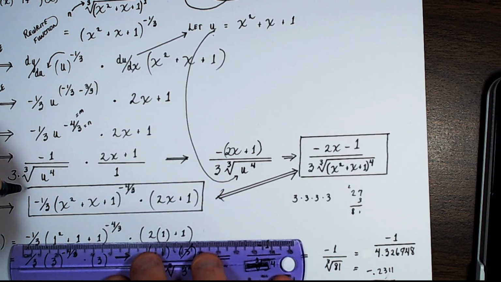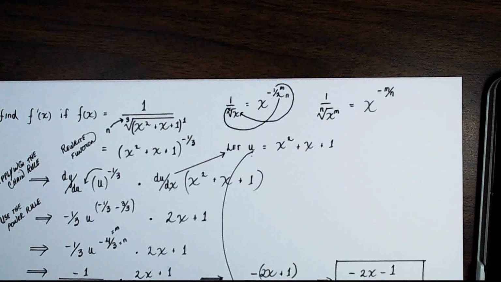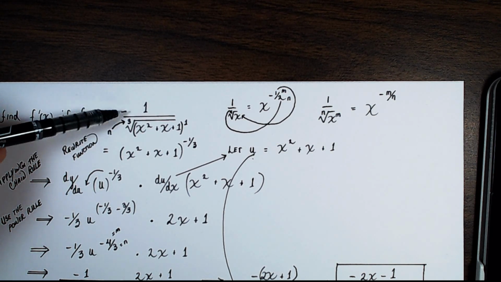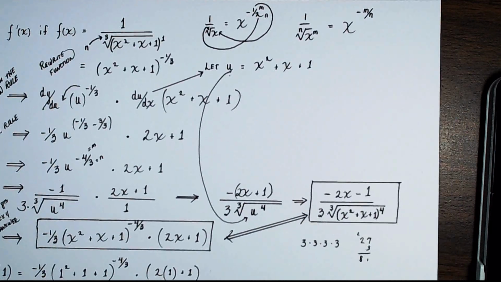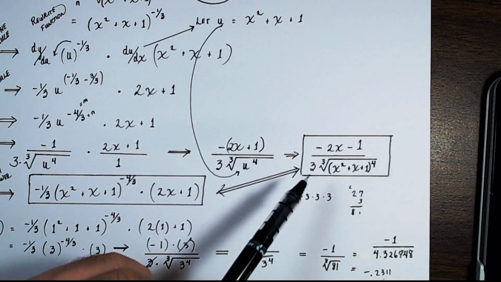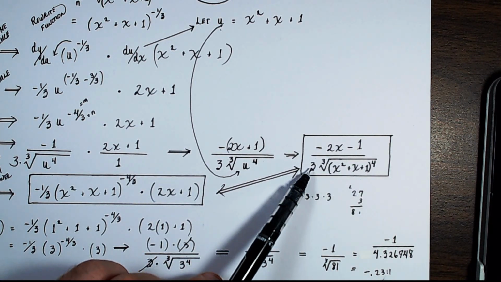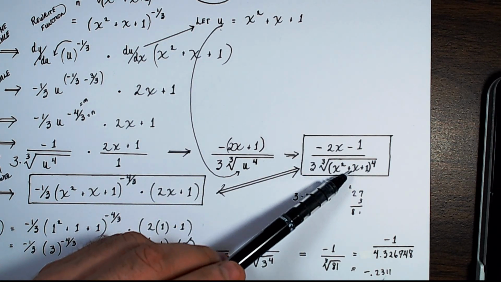Okay. So the derivative with respect to x when f of x is 1 over the cubed root of x squared plus x plus 1 is negative 2x minus 1 over 3 multiplied by the cubed root of x squared plus x plus 1 raised to the 4th power.